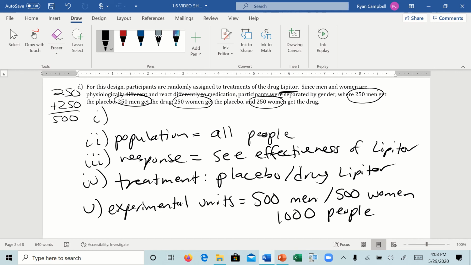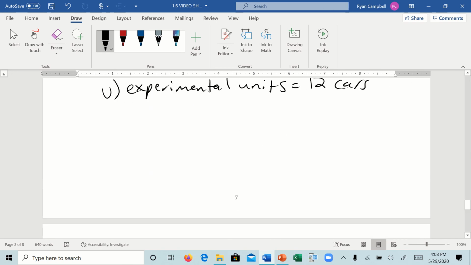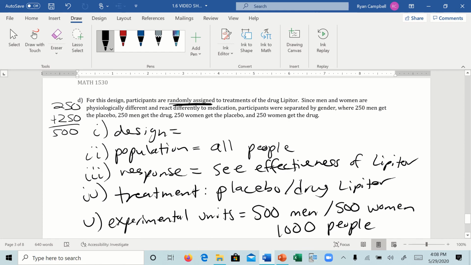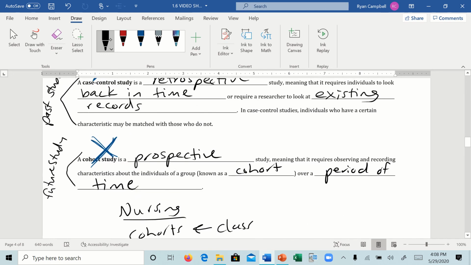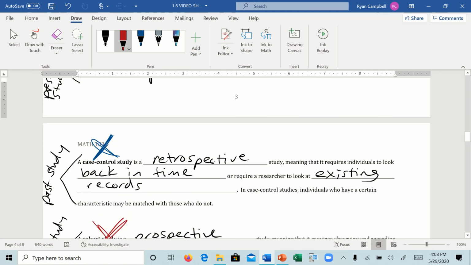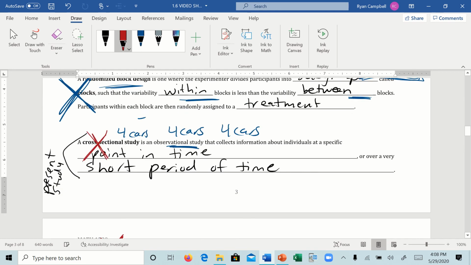All right. And lastly, what is the design of this experiment? Some people might say, oh, it says randomly assigned, so this must be the completely randomized one, right? But what did we say? If you think it's a completely randomized design, you need to make sure it's not anything else. First off, we have a treatment, so it can't be an observational study. The last three were all observational studies, right? So it's not going to be the cohort, we're not looking in the future. It's not going to be the case control, we're not looking in the past. And it's not going to be the cross-sectional, because that's an observational study.